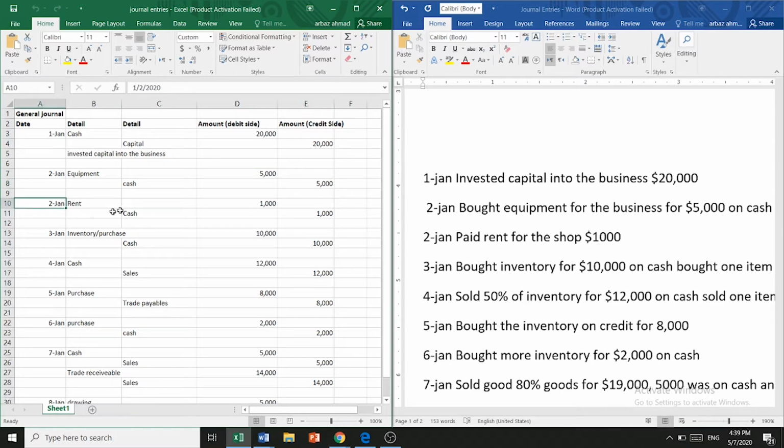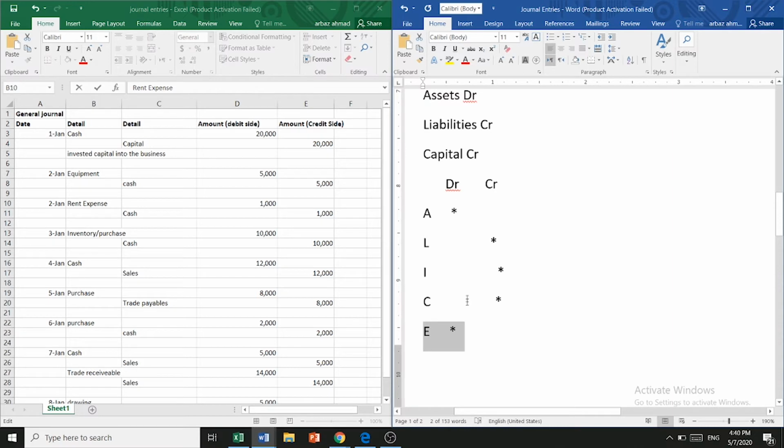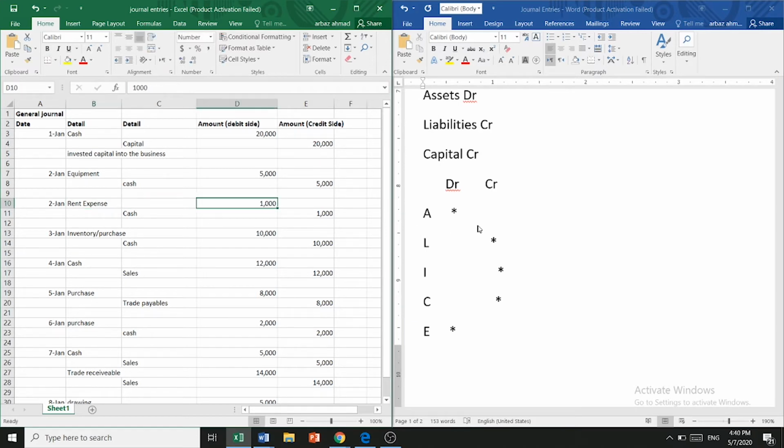Then moving on to rent, 2nd January, again we paid the rent, so we are giving out the cash. When we are giving out the cash, it's credit, and when we are getting something in return, that is rent. This will actually be rent expense. So expense is always debit. If we look at this, expense falls under the category of debit, right? So it will be debit, and it's 1,000 in this case.